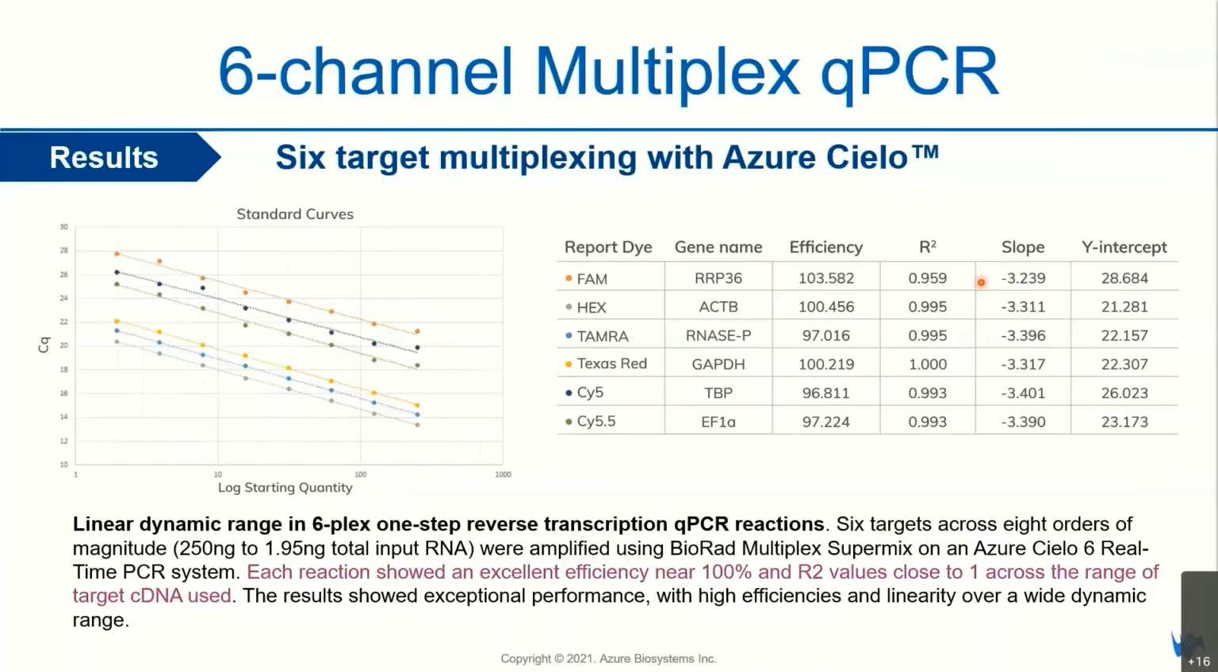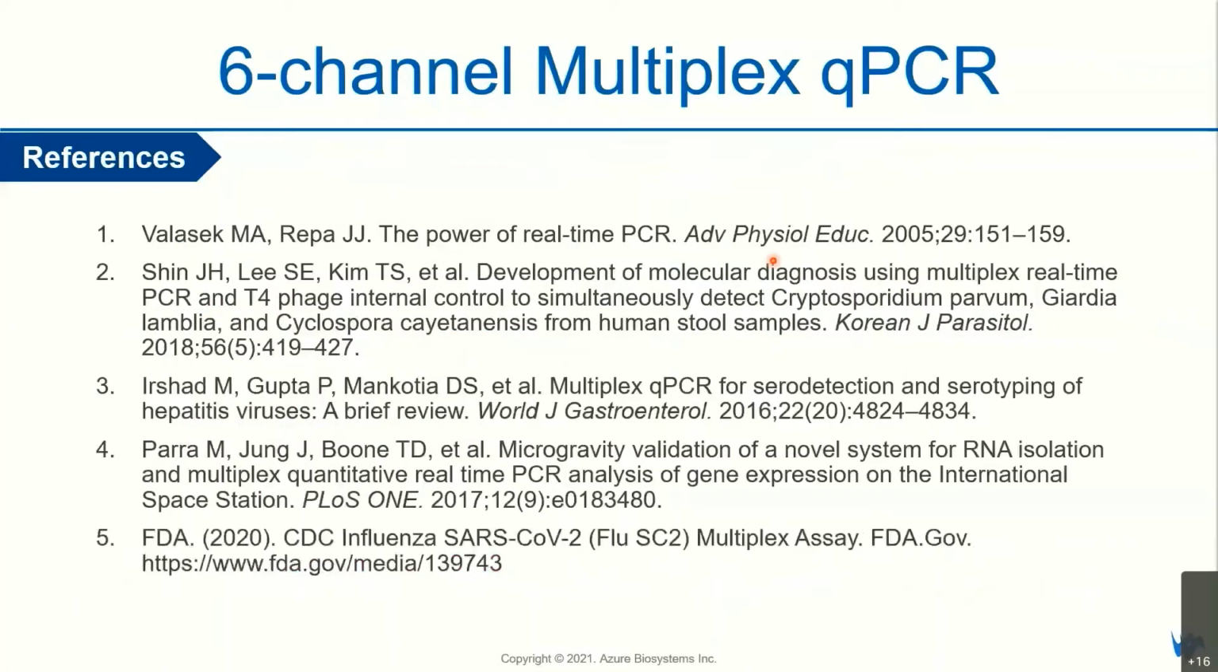It shows that the Cielo is capable of giving you exceptional performance with high efficiencies and linearity over a wide dynamic range. These are the references we mentioned in the application note. If you're interested in how the International Space Station uses multiplex qPCR, you can check out this publication for more details. Right, let's move to the second application note.